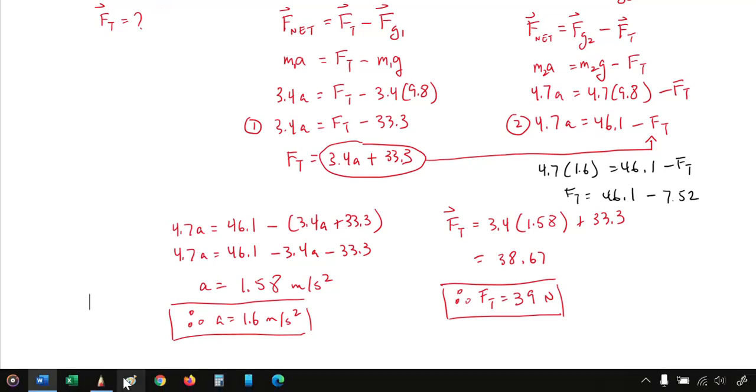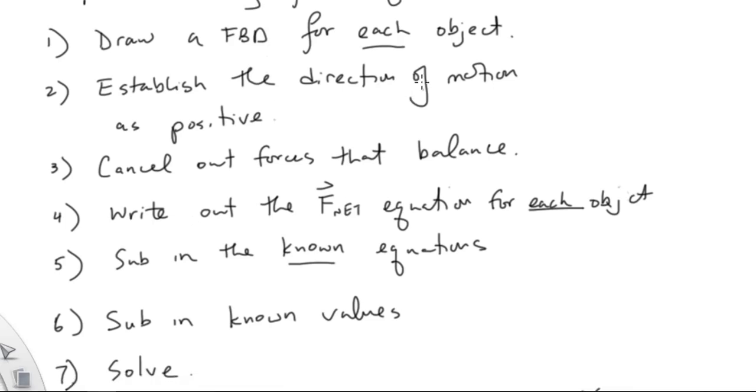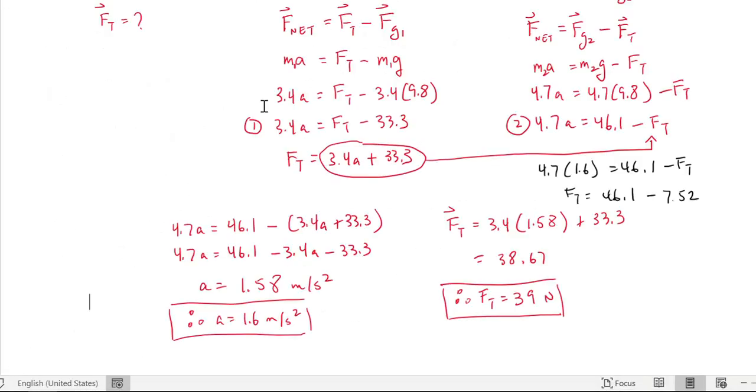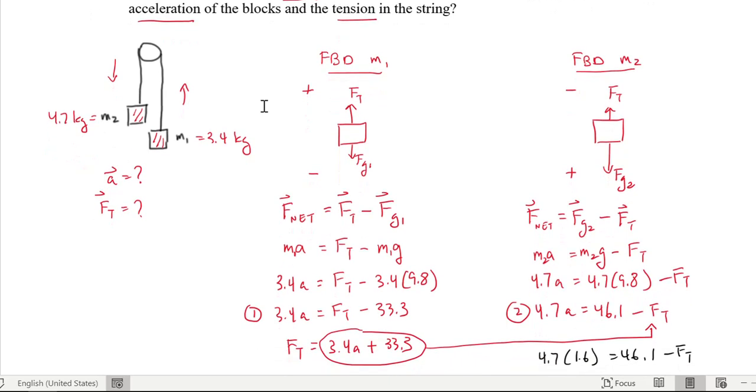We followed these steps, right? We followed all of our steps in order, and we were able to come up with a solution for what we were looking for. Now, what that means is if I am looking at this particular picture, both of these guys will accelerate at 1.6 meters per second squared, and the tightness in the rope, because the tension in the rope is the same all the way through the rope, is 39 newtons.